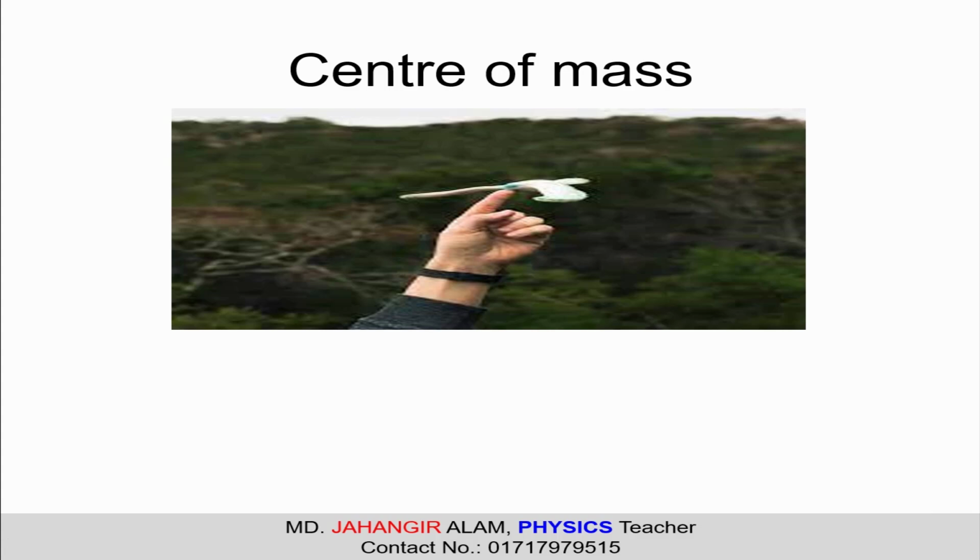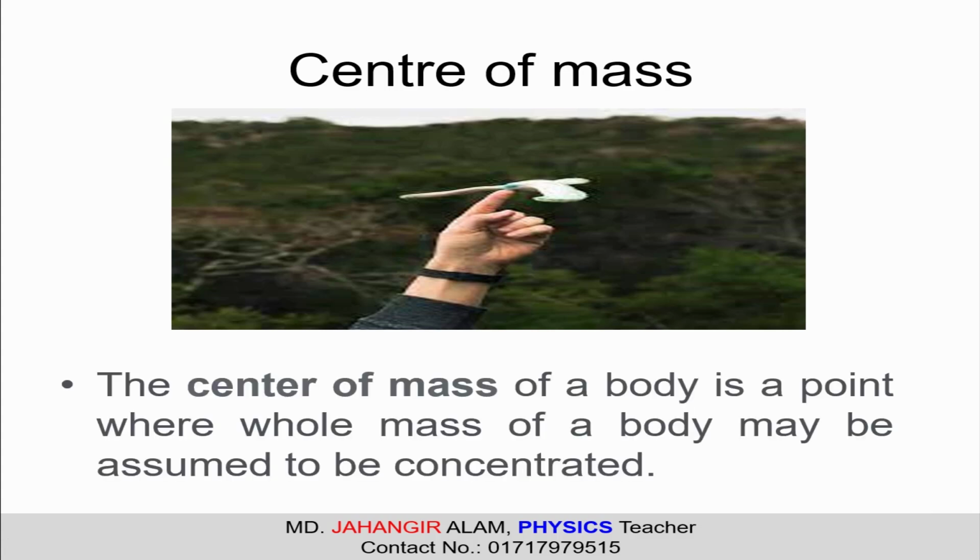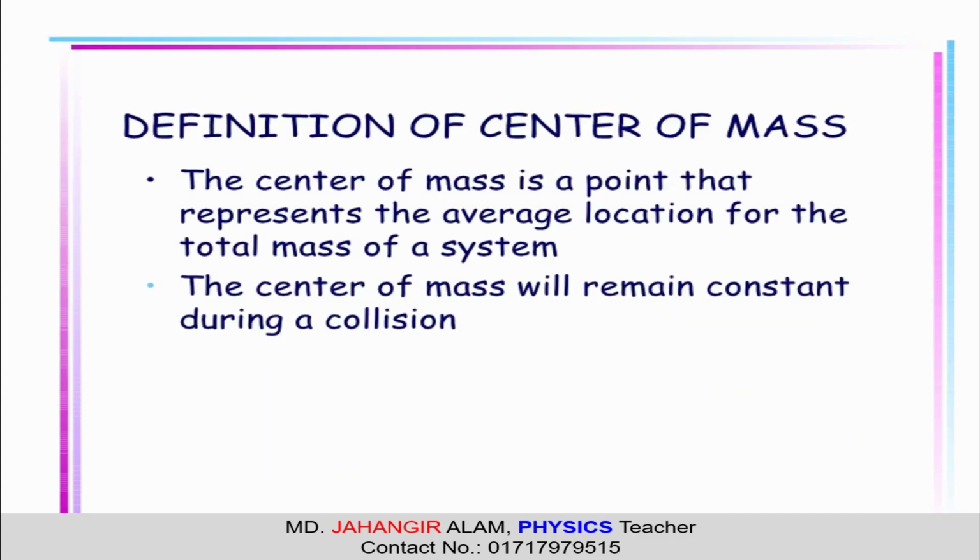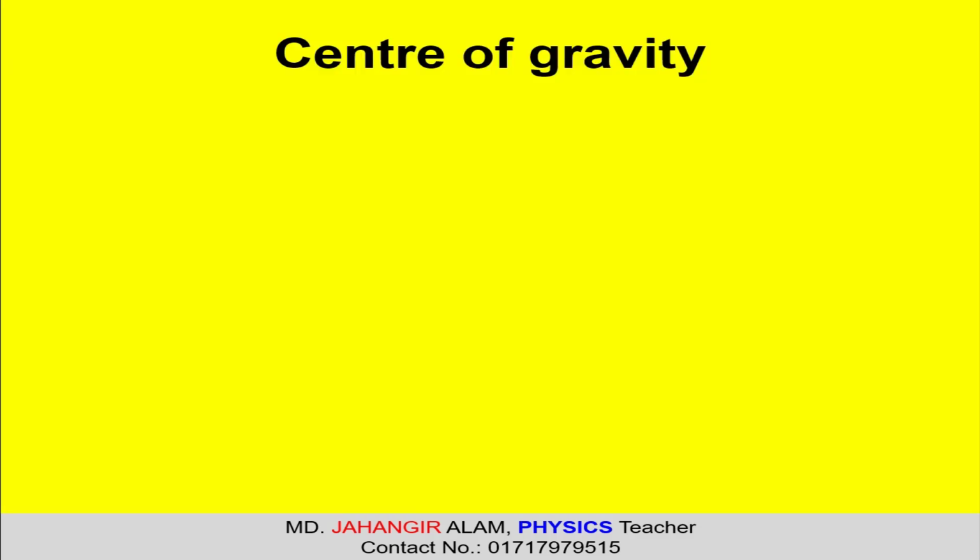Center of mass. The center of mass of a body is a point where the whole mass of a body may be assumed to be concentrated. So, definition of center of mass: the center of mass is a point that represents the average location for the total mass of a system. The center of mass will remain constant during a collision.